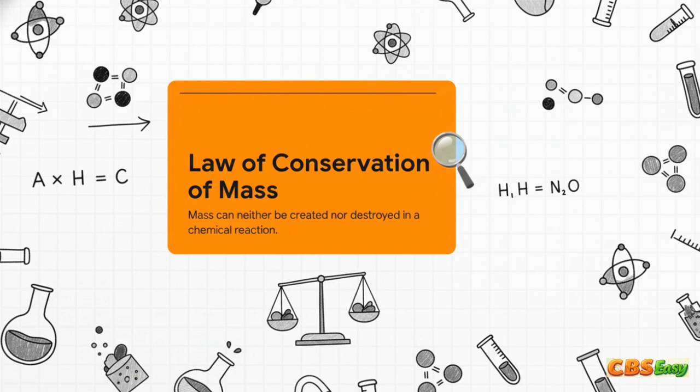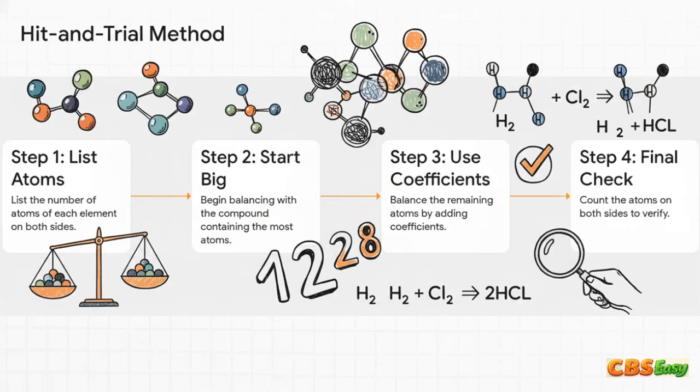And the whole reason we even bother with balancing comes down to this one fundamental law, something you probably remember from Class 9, the law of conservation of mass. It just means that whatever atoms you start with, you have to end with. You can't just create or destroy atoms out of thin air. No exceptions.